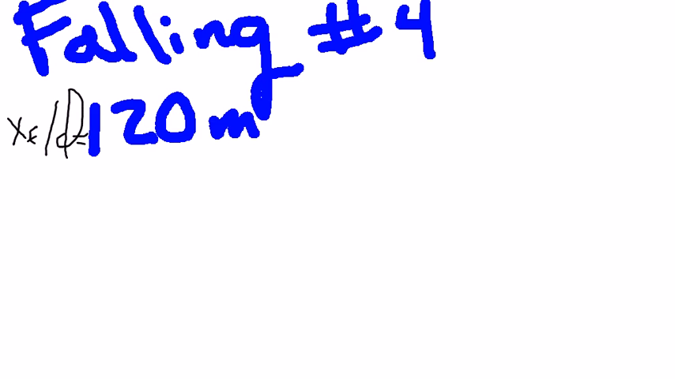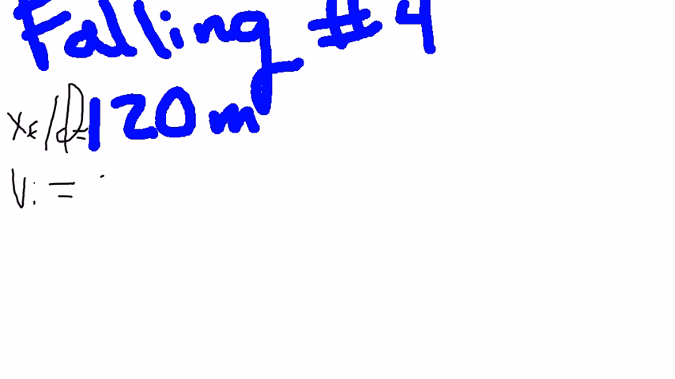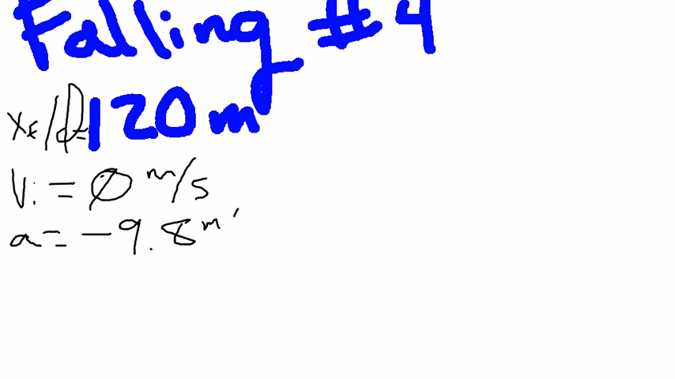xf/d. Okay? All right, now, besides that, though, you have a bunch of givens that are implied. If you see that something is dropped, then you know the initial velocity is 0. Anytime something's dropped, it wasn't thrown down, you know that VI is going to be 0. So 0 meters per second. Also, you know that anytime something is falling, if it's dropped, if anything here on Earth, you know the acceleration is negative 9.8 meters per second squared.